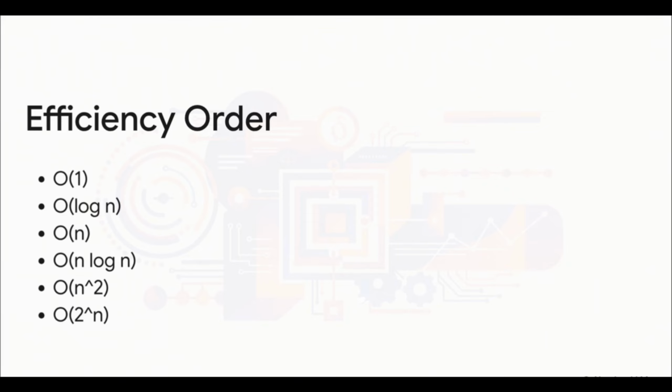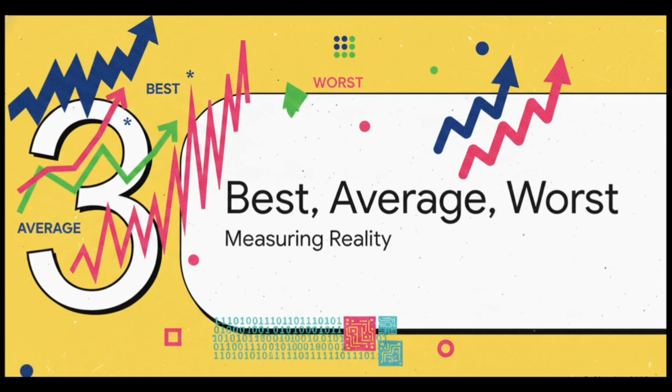But at the very bottom, no way around it, O(2^n), exponential time. Think of unoptimized recursive Fibonacci algorithms. It is cripplingly slow for large inputs. Section 3. Best, average, worst cases, measuring reality.